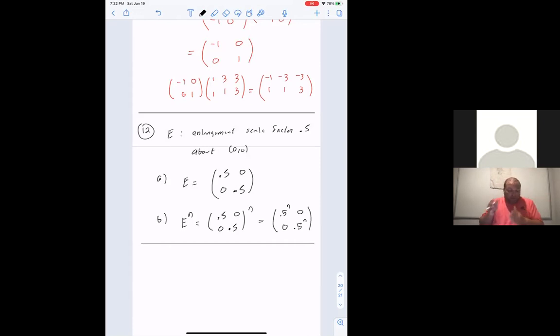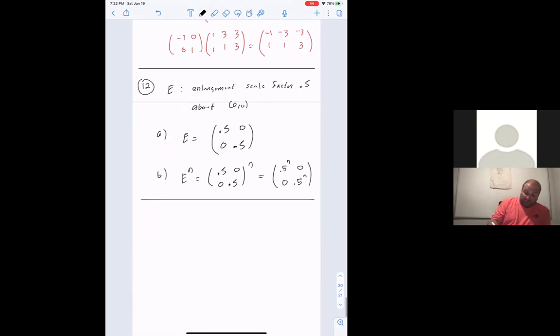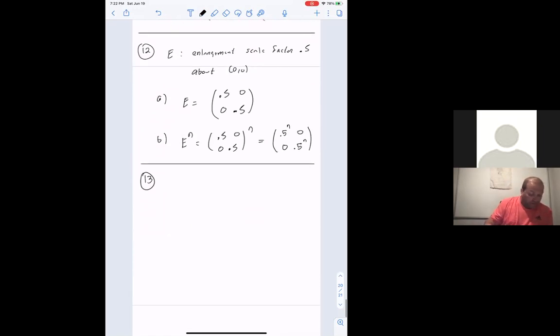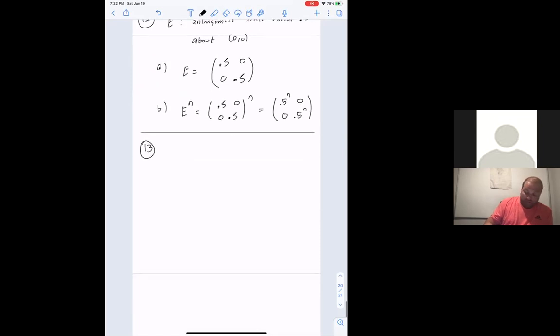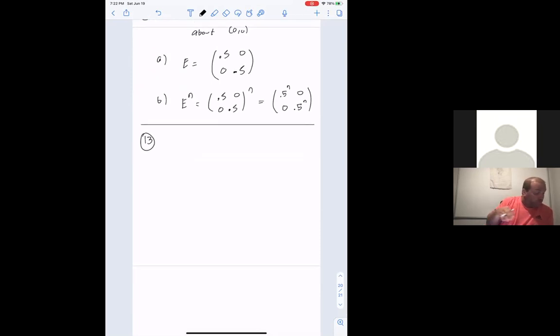It keeps getting smaller and smaller and smaller. Do it infinitely many times, and essentially you get nothing. And finally, our last question for exercise 9.4 is question 13. And this one is kind of cordoned off. There's like a line between 1 through 12 and 13. So this one might be a little challenging.